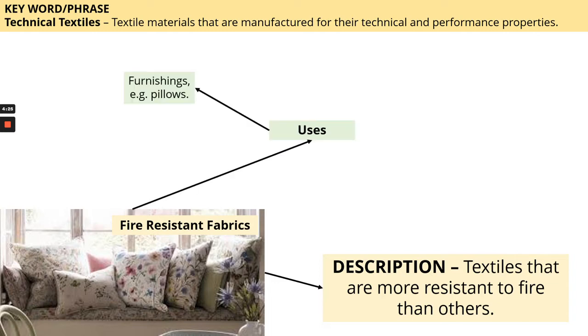So the main uses for this are for furnishings or soft furnishings. That's things like pillows, duvets, blankets, and then furniture itself. So the actual upholstery on the furniture, the fabric that is stretched around the furniture frame. Pause the video here, get that information, and then we will move forward.